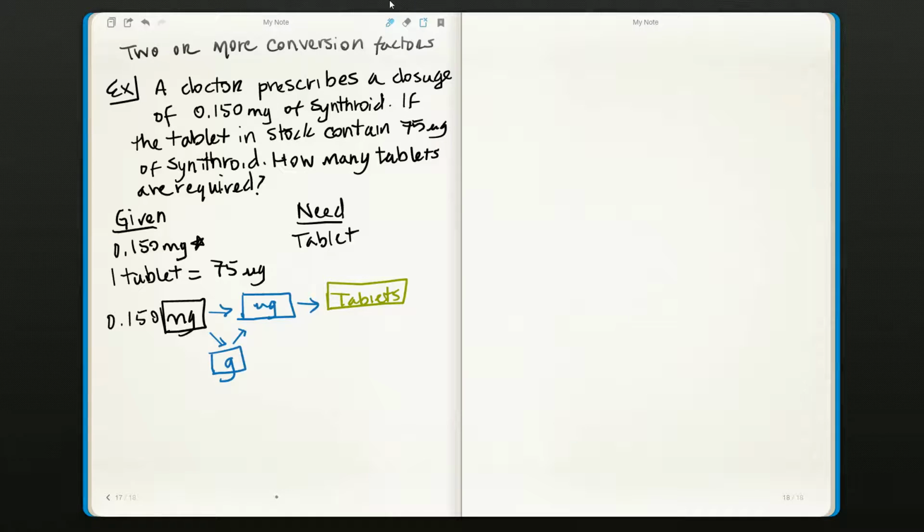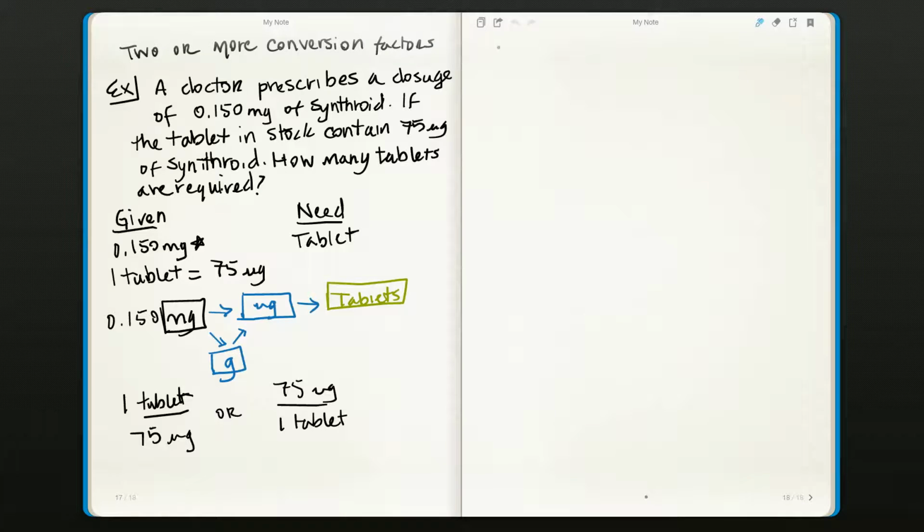So now let's write our conversion factors. First conversion factor, we've already written an equality here. So one tablet over 75 micrograms, or 75 micrograms over 1 tablet. Okay, so that's our first equality.